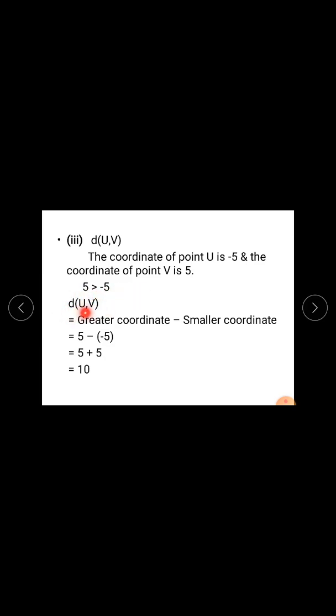So distance UV, the distance between any 2 points on a number line, is equal to greater coordinate minus smaller coordinate. Here greater coordinate is 5, so 5 minus of -5. Smaller coordinate is -5. But minus minus means plus. So 5 plus 5 equal to 10 units. So distance UV is 10 units.